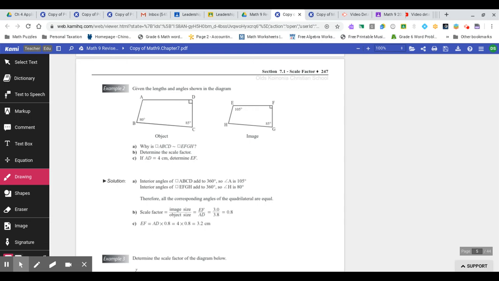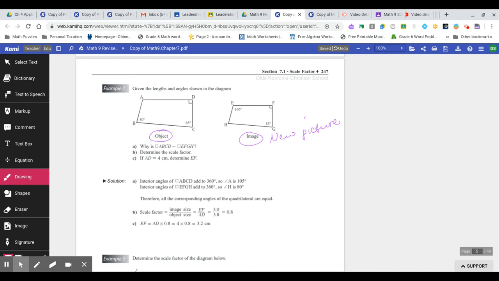So in example 2 here, you would need to actually first decide if these two shapes are similar to each other, or is one an enlargement. And notice this is the object, so this is the original, and this is the new picture. So if I was going to find the scale factor, I would take the new over the old, or the picture over the real, or the image over the object, however you want to think about it. You always want to make sure you go in that order to find scale factor. Scale factor would be the image over the object.